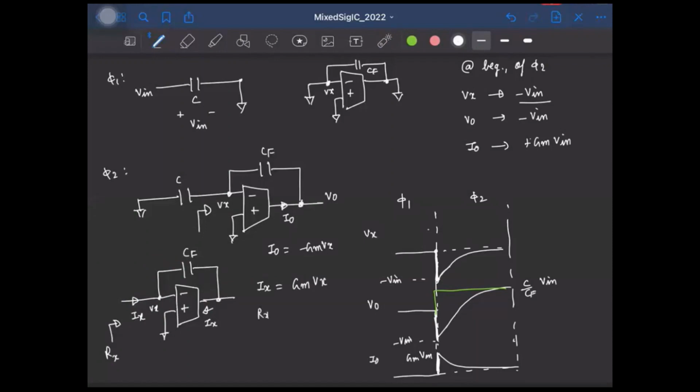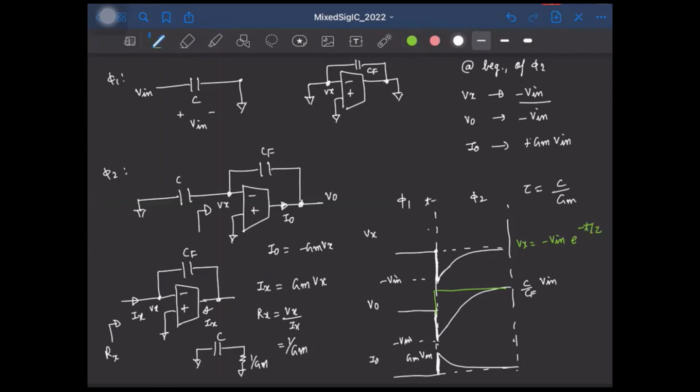So which means the resistance will be Vx by Ix. That will be 1 by GM, right? So effectively the resistance looking into the right side of this capacitor looks like a resistor of 1 by GM, right? So we have the equivalent circuit like this. We have C and a resistor 1 by GM, which means the time constant will be C by GM. Okay, so this voltage Vx will follow this relation, minus Vin into exponential of minus T by tau, right?